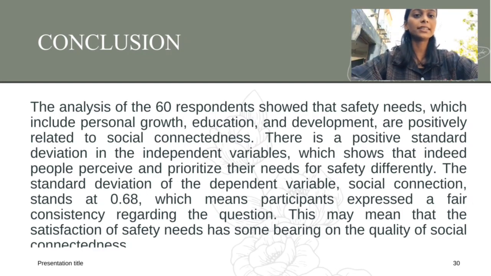Conclusion. The analysis of the 60 respondents shows that safety needs, which include personal growth, education, and development, are positively related to social connection. There is a positive standard deviation in the dependent variable, which shows that people indeed prioritize their needs for safety differently. The standard deviation of the dependent variable, social connection, stands at 0.68, which means participants express fair consistency regarding the question. This may mean that satisfaction of safety needs varies with their social connection.